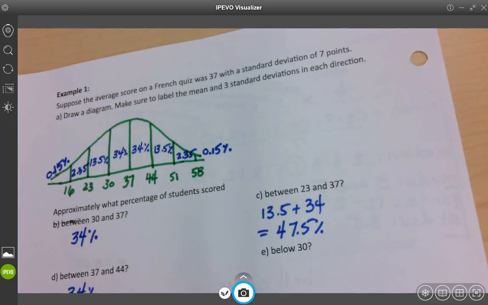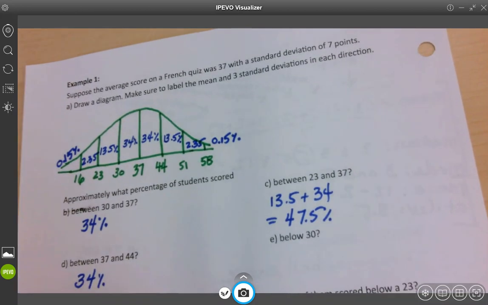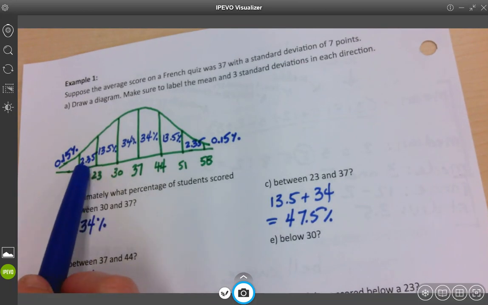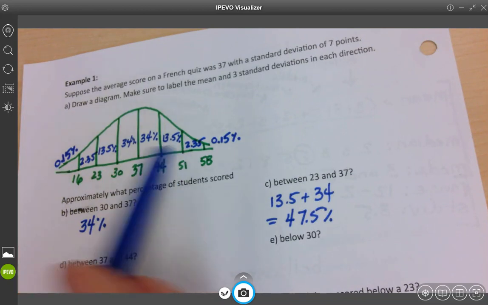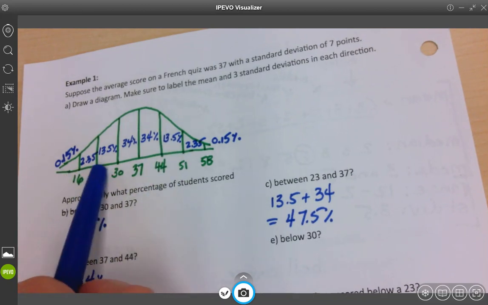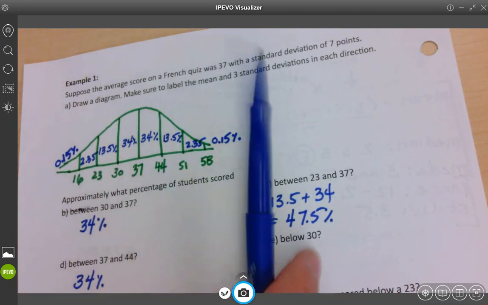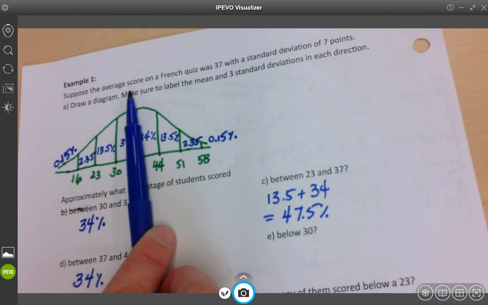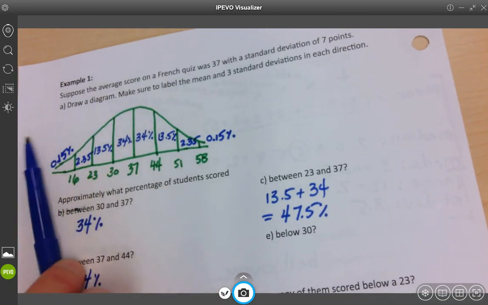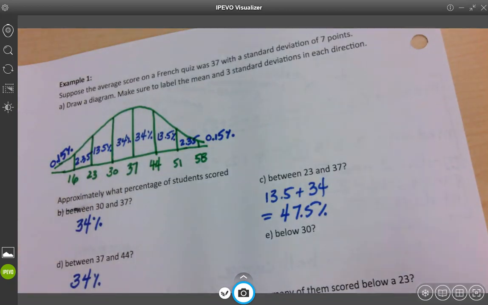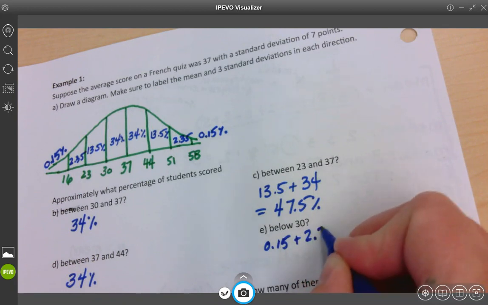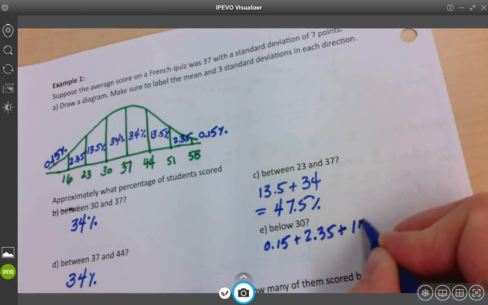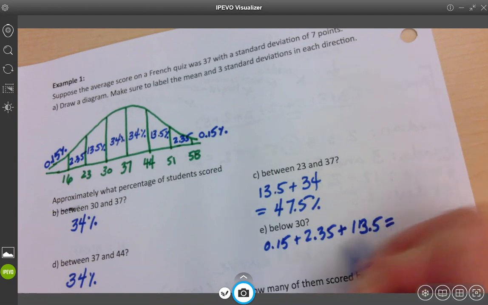All right, below 30. Did anybody just add all 3 of these up to get below 30? Yeah? Did anybody use a different method besides adding those 3 up? Okay. You could have also thought, okay, well, this is 50, right? And then that's 84. So you might have done 100 minus 84. But it works that way too. You guys did 0.15 plus 2.35 plus 13.5, and you got 16%, right?